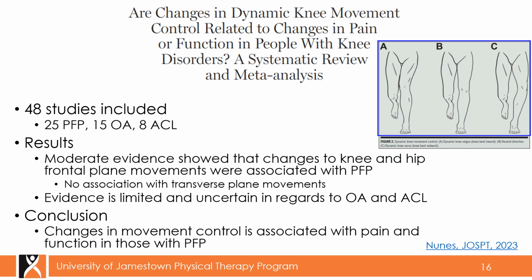What was interesting is they did not find an association with transverse plane movement, so the rotational component of that varus and valgus was not associated with PFP. I know we're not talking about this right now, but I thought another interesting finding here was that evidence is limited and uncertain in regards to OA and ACL pain and injuries. So our ability to control our knee varus and valgus, there's limited and uncertain evidence in regards to OA and ACL injuries.